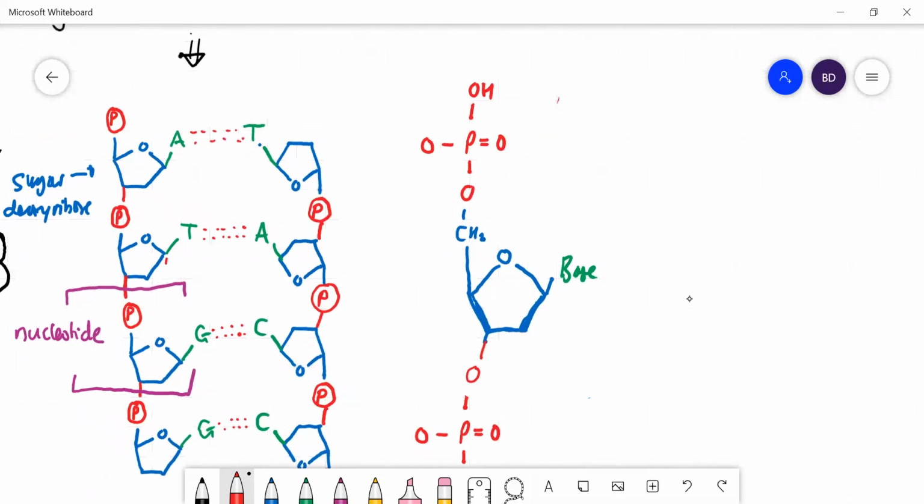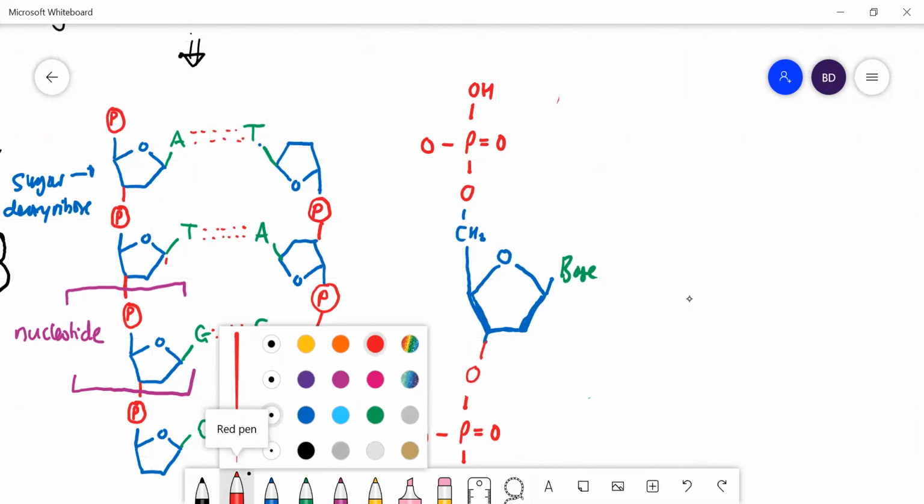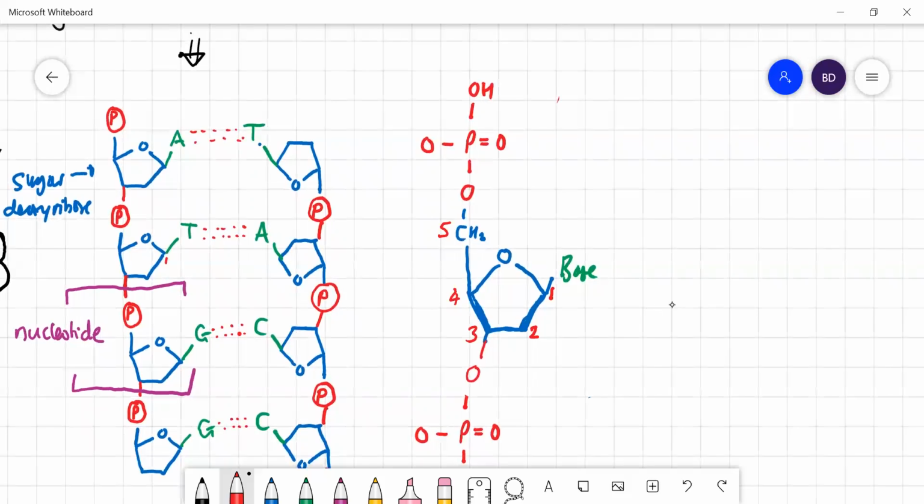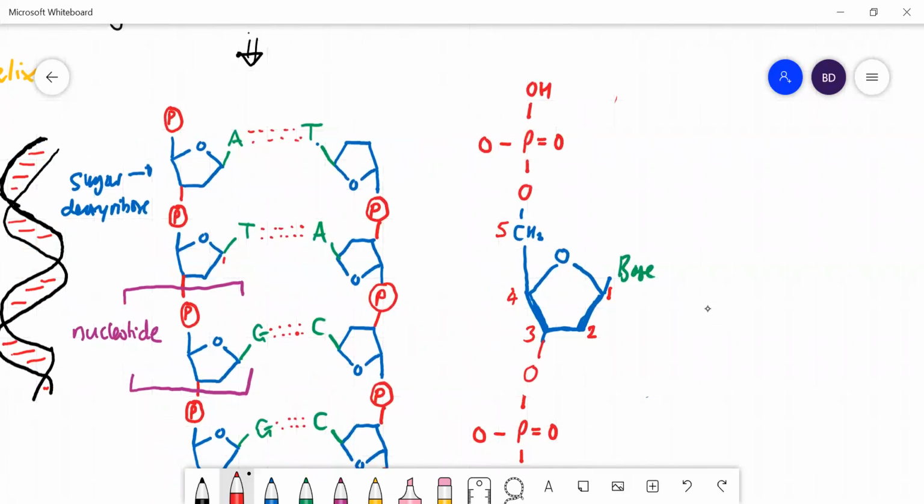I'll just show you the way the carbon atoms in the ribose are numbered. So that's carbon atom number 1, number 2, number 3, number 4, and number 5. Okay, and that's fairly important. You might see written down, this end here, which I'll draw here, is called the 5' end, because the last bit is carbon atom number 5 on the ribose.